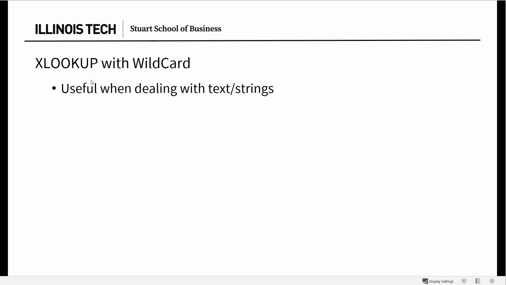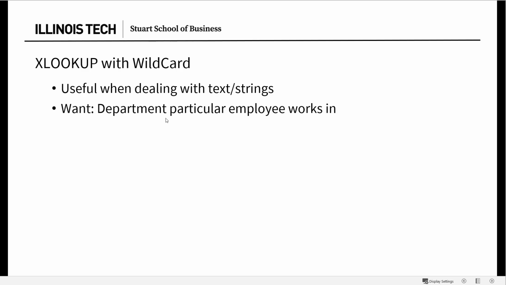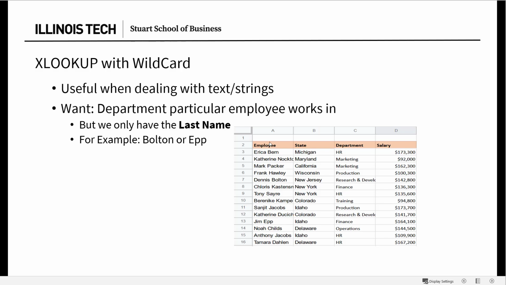In this lesson, I want to talk about using the wildcard match option with the XLOOKUP function. This is really useful when you are searching for a piece of text or a partial string. To illustrate this, let's consider this example here. We have a list of employees and we want to pull out what department they work in.